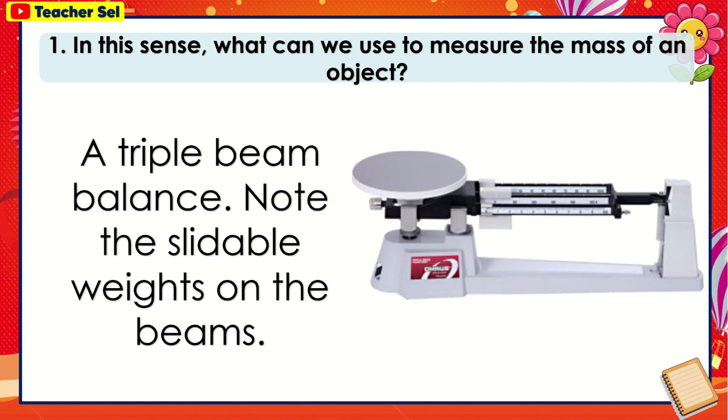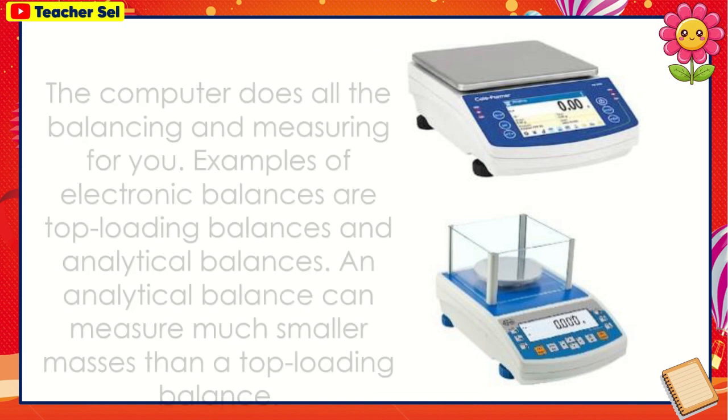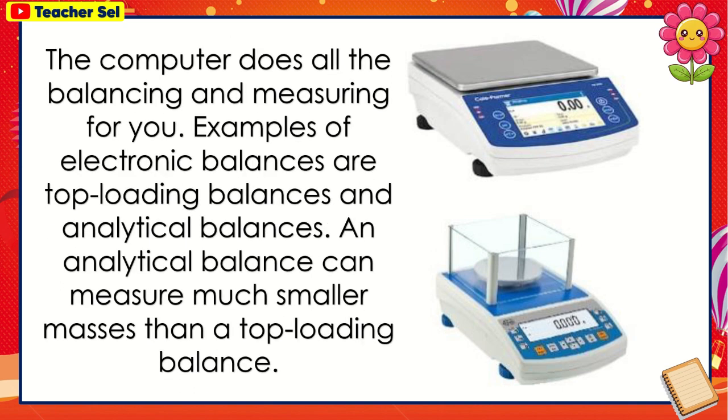This is a triple beam balance. Note the slidable weights on the beams. On the other hand, an electronic balance, as the name suggests, uses electronics in the form of a simple computer. A person can place an object on the pan of an electronic balance and determine the mass just by looking at the LCD screen of the balance. The computer does all the balancing and measuring for you.